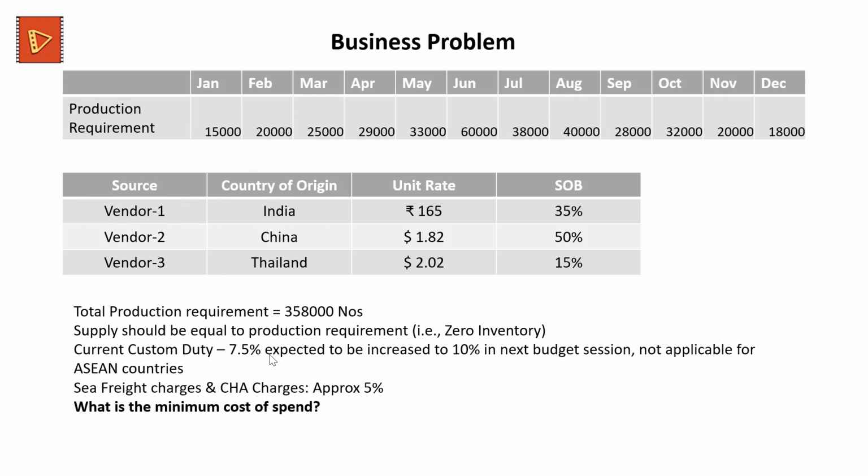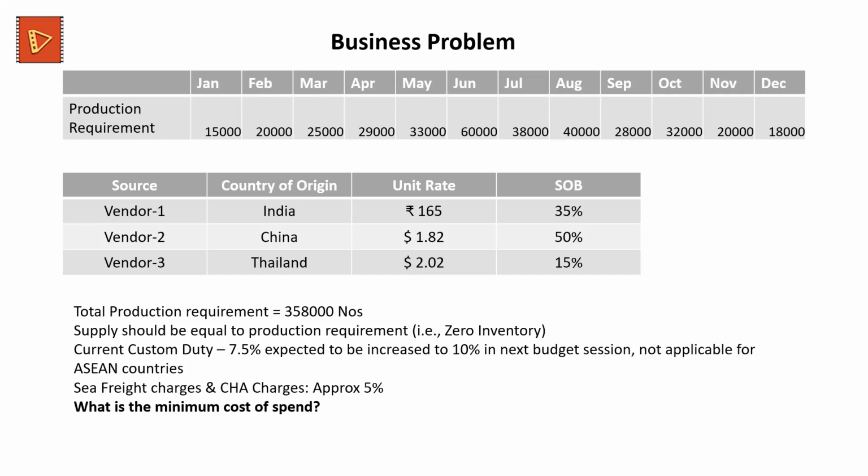Then comes the customs duty for calculating the landing price, which is very prominently required. So 7.5% is the current customs duty. The company is expecting it will be increased to 10% in the next budget session, which means from February itself, the customs duty will become 10%. But there is a duty benefit for Asian countries like Thailand, so there will not be any duty applicable. In such cases, it will be 0%. And they have an approximate calculation that for sea freight and CHA and all, they have to spend around 5%.